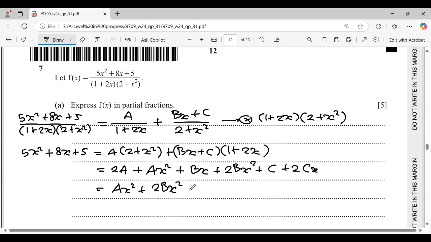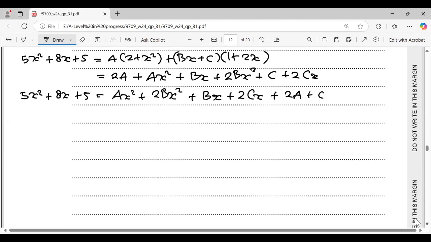2bx squared. So x squared and x squared. After that, x and x, bx plus 2cx plus 2a plus c. So 5x squared plus 8x plus 5 is 1. So through this equation, we get three equations.